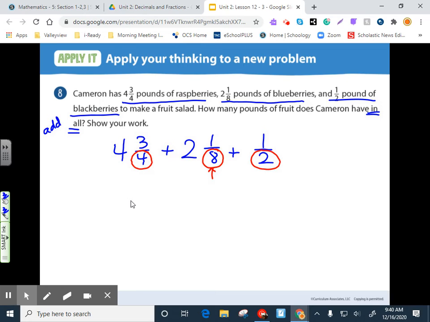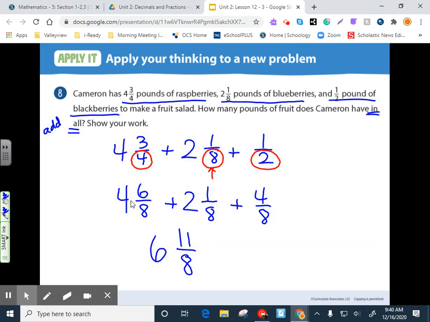So let's start with this first one. So I know I can change 4 3/4 to 4 6/8. We're keeping 2 1/8. And the 1/2, if I multiply 2 times 4 and 1 times 4, that gives me 4/8, just like that. So all my denominators are the same. So now I can get to work. So I've got 4 plus 2, which is 6. I add up my fractions. 6/8 plus 1/8 is 7/8, and 7/8 plus 4/8 is 11/8.